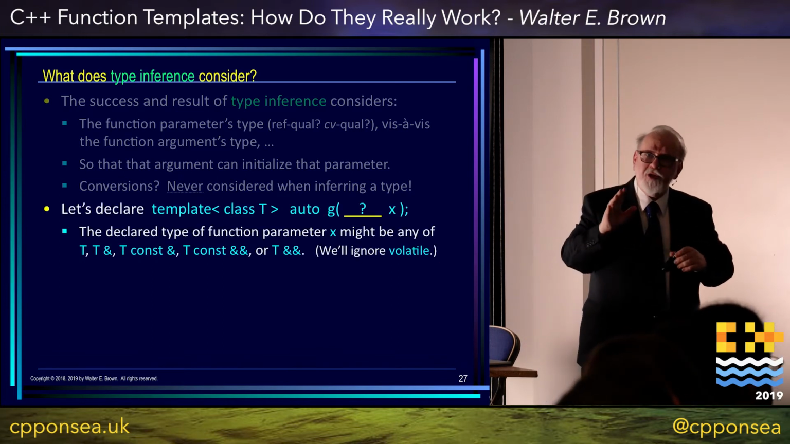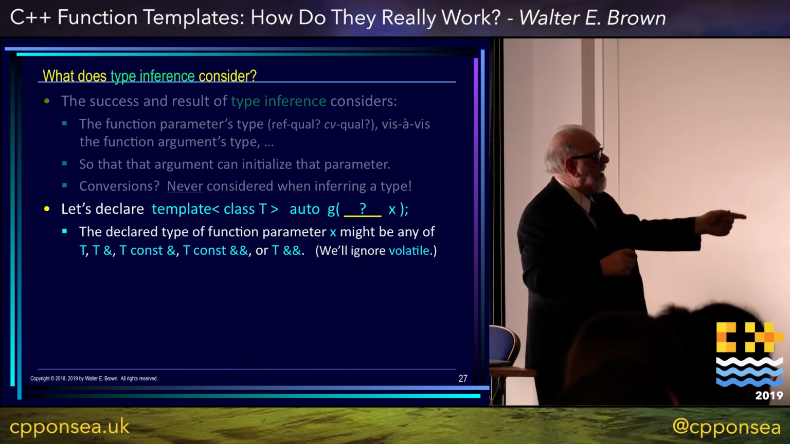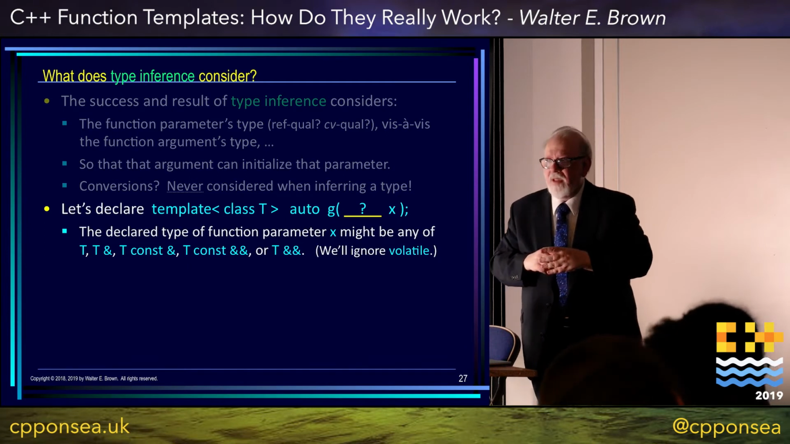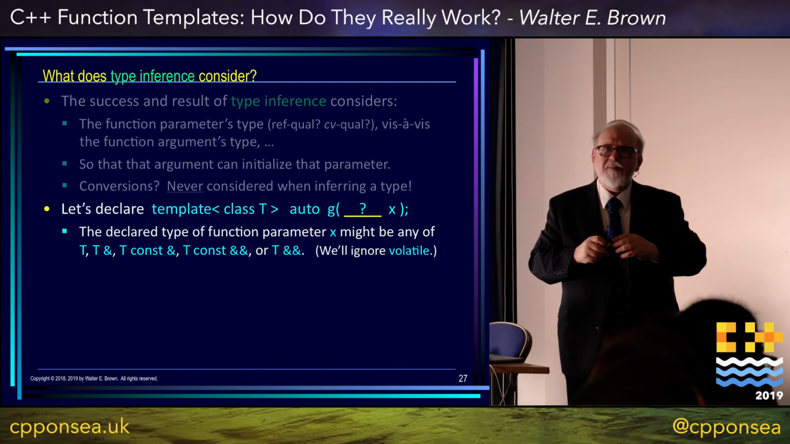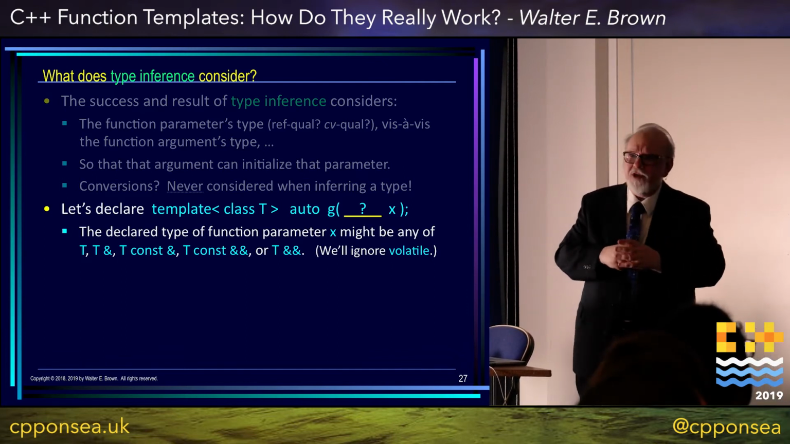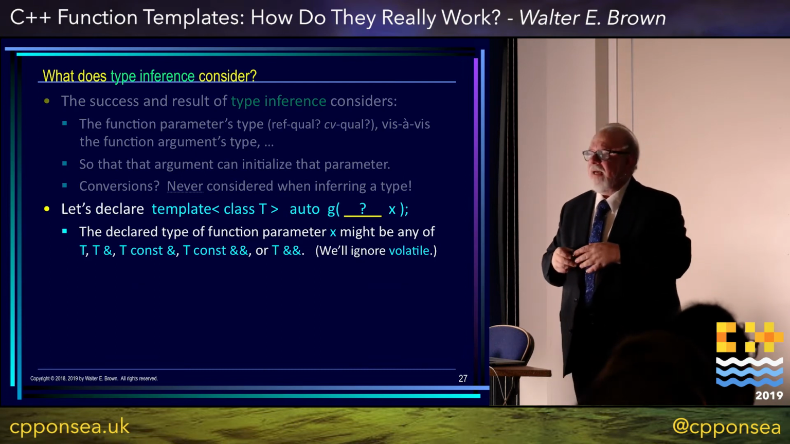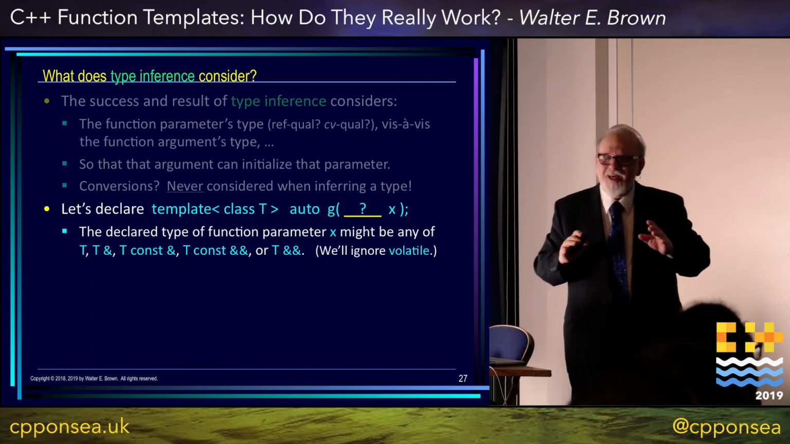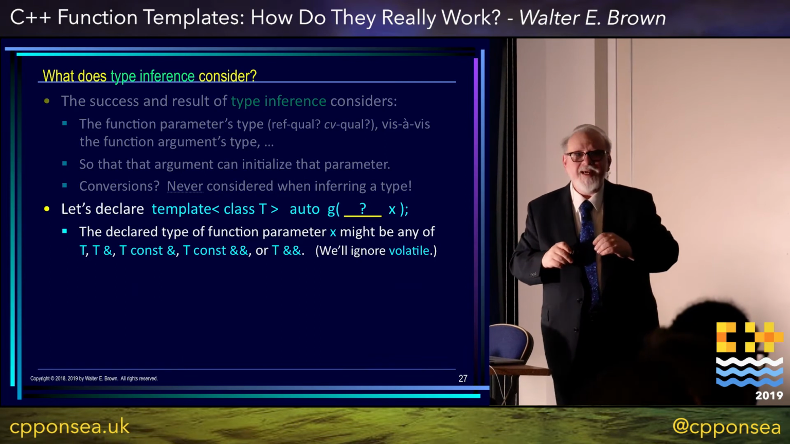So I'm going to show you a table on the next page. Here's the build-up to the table. Assume I have a function template G, and the type of the function parameter can be any one of 6 types, which I've enumerated for you. It could be an unvarnished T, it could be a T-ref, T-constref. I refuse to consider volatile at the moment. Okay? But this is enough to get us started.